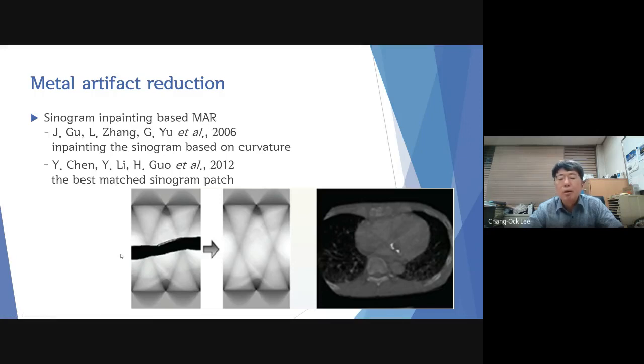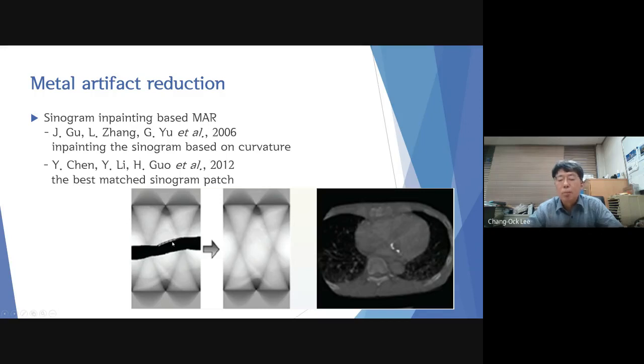So one of the very easy things is inpainting. We use an inpainting technique to make up the data in these metal affected regions. So we generate this kind of thing. But how to interpolate or inpaint is very important. That's a critical issue. The first option is very simple linear interpolation, or curvature-based interpolation, or Euler's elastica, or patch matching inpainting techniques can be used.